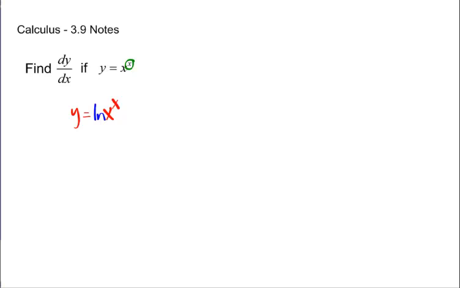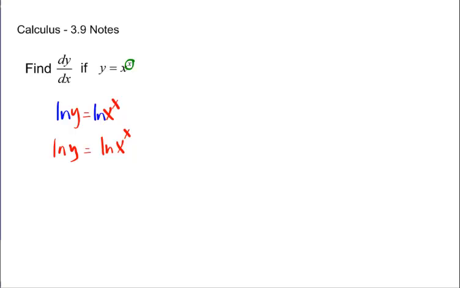And this is a legitimate move because whatever I do to one side, I do to the other. And as long as I do the same thing on both sides, then I'm okay algebraically. And what does that give me? That gives me the natural log of y equals the natural log of x to the x. And this is okay. We don't have a problem with this.